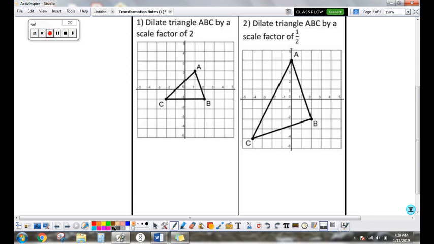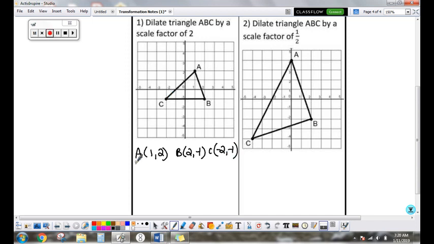So point A is at 1, 2. Over 1, up 2. Point B is at 2, -1. And point C is at -2, -1.